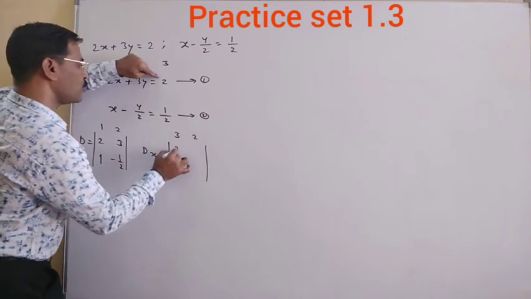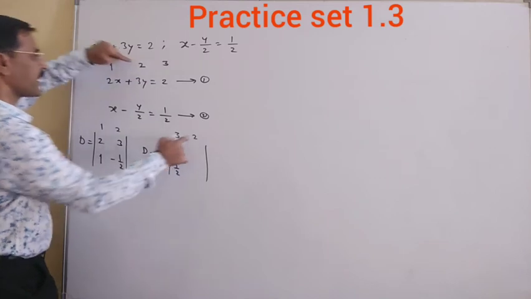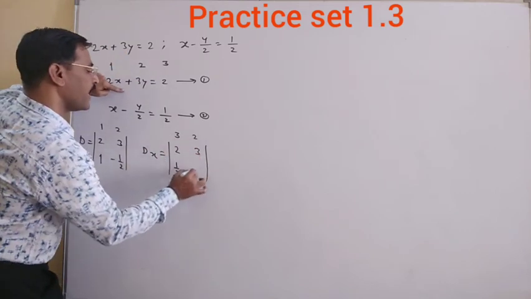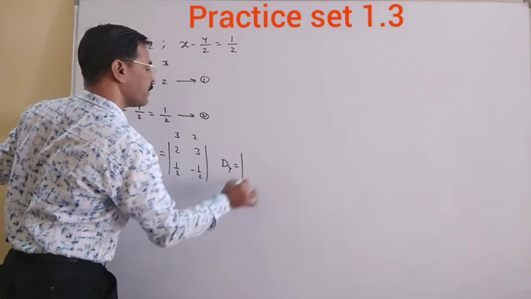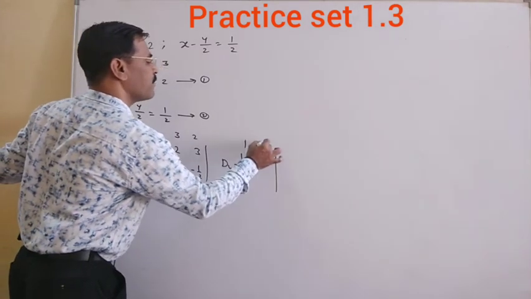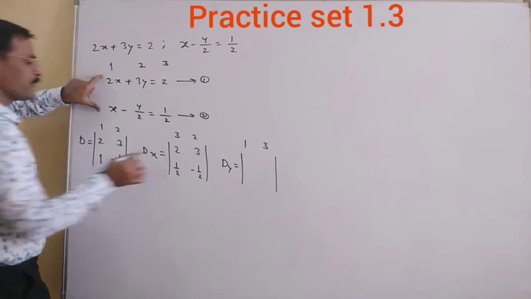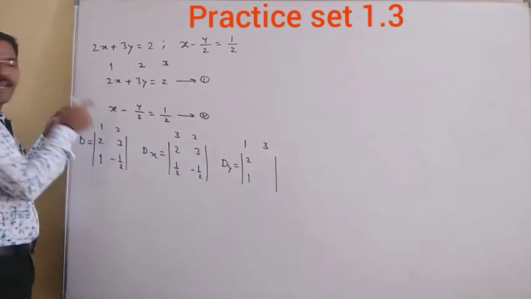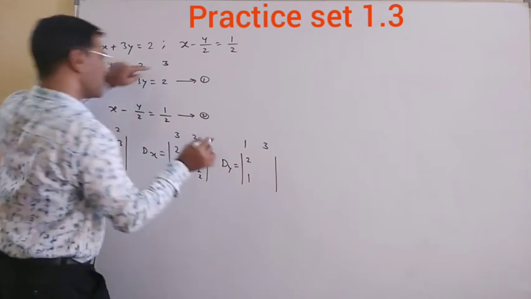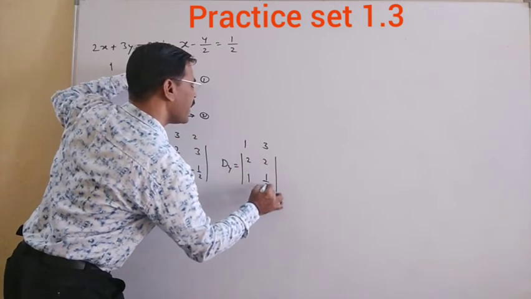Means we'll take here 2 and half. Second column 3 and minus half. Okay. Now afterwards Dy: 1 2, 3 2, 1 3. Just remember this one. So first column, that is 2 and here 1. Don't write this x here, right? Only the coefficient always. And the third one, that is 2 and half.